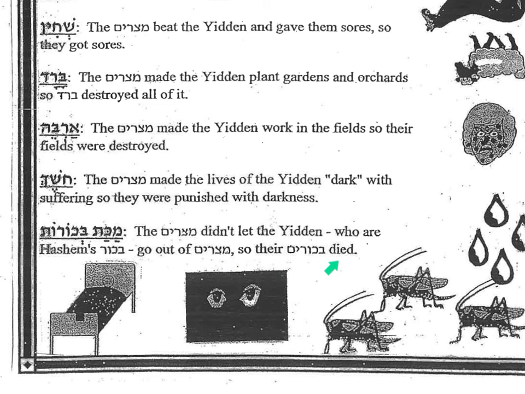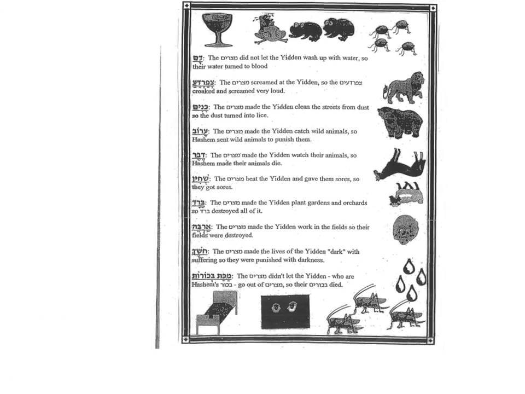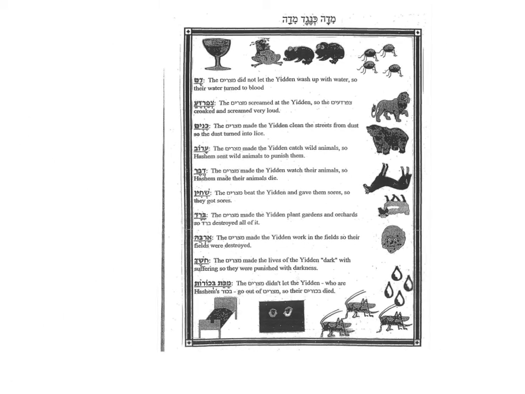And Makat Bechorot, the Mitzrim didn't let the Jewish people, who are Hashem's Bechor, firstborn, go out of Mitzrayim, so their Bechorim died. Actually, it's interesting, if you look in the Chumash in the story of how Moshe came to Paro, one of the first things Hashem told Moshe to tell Paro, before any makot, if Paro would have listened, he wouldn't have had any makot. Hashem said, Paro, shalach et ami, let out my people, v'yavduni, and they will serve me. And if you don't send my people out, I'm going to kill your firstborn. Why? Because the Bnei Yisrael are Hashem's firstborn.